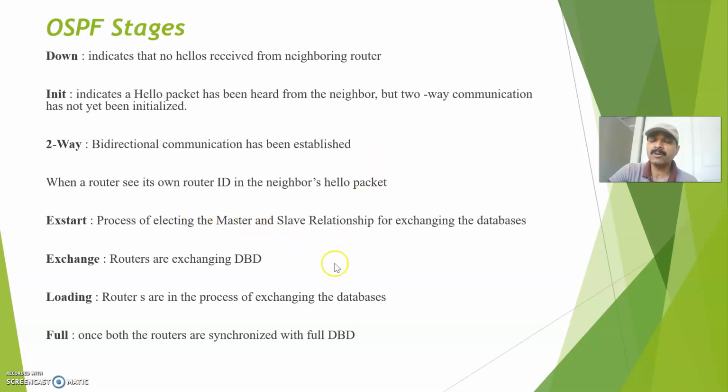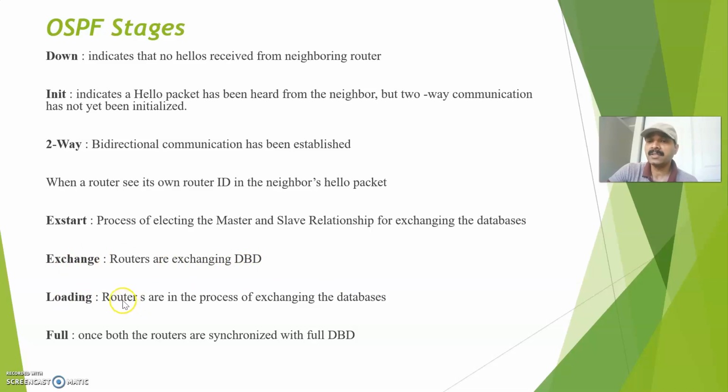One will be elected as the master and the other will be elected as the slave, for exchanging the LSDB databases. That stage is called the exstart stage. So that is the process of electing the master-slave relationship. Once it is elected, it will synchronize the database by exchanging the link state databases, what we call the exchange state. It is always exchanging the DBD packets, that is, database descriptors.